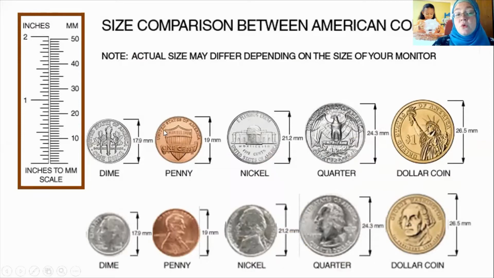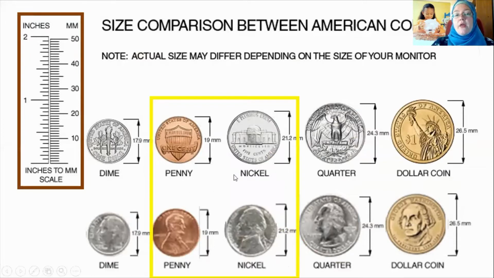And they tried to show us that our focus today, the nickel and the penny, are not the smallest ones. They're kind of in the middle. They are larger than the smallest one, which is the dime, and they're smaller than the bigger ones, the quarter and the dollar coin. So notice that they're medium size.